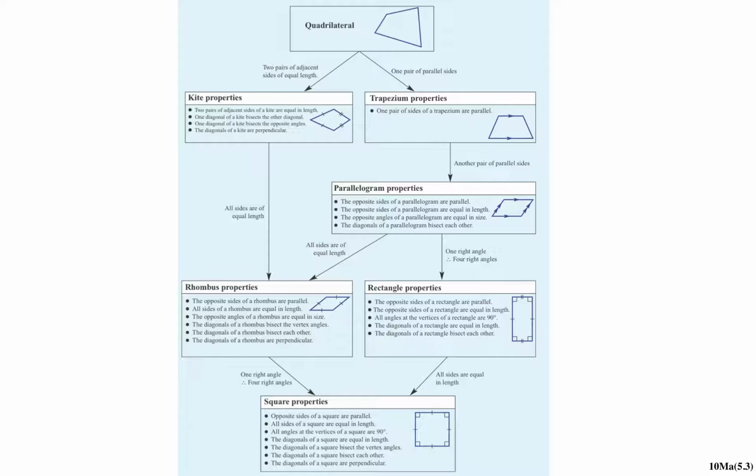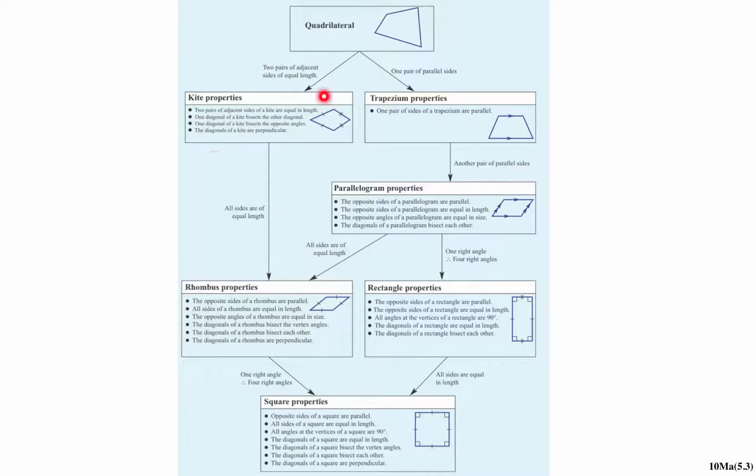Here's an overview of what quadrilaterals are. Now, a quadrilateral is a 4-sided shape. Now, if we look at 4-sided shapes, you can start to specialize and you can start to look at your 4-sided shape and you can actually follow this path and say, well, your 4-sided shape could be classified as a kite.